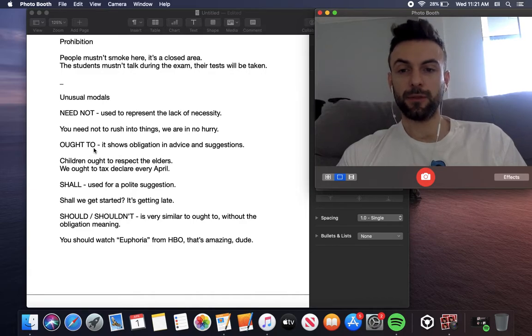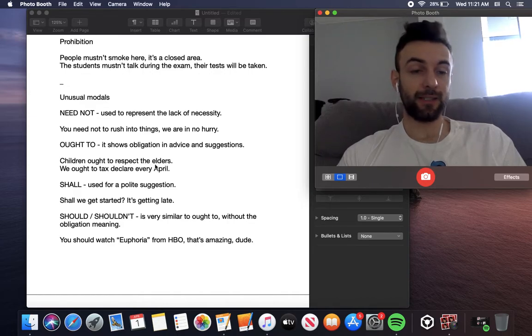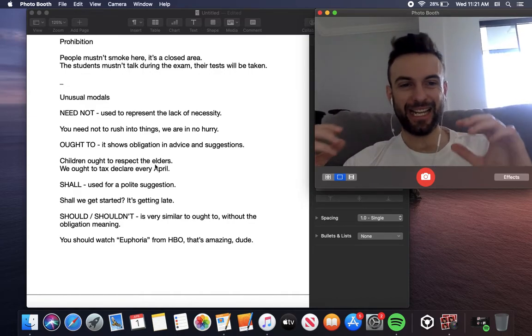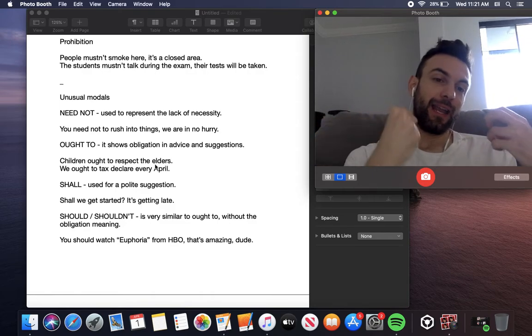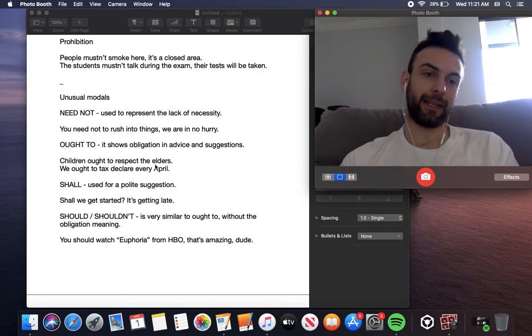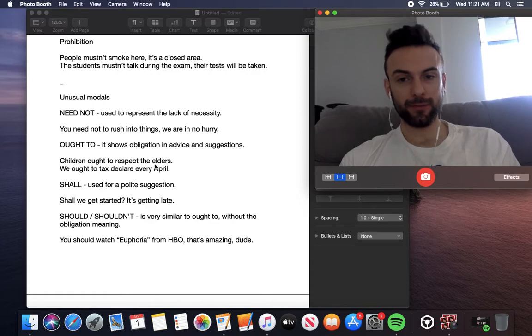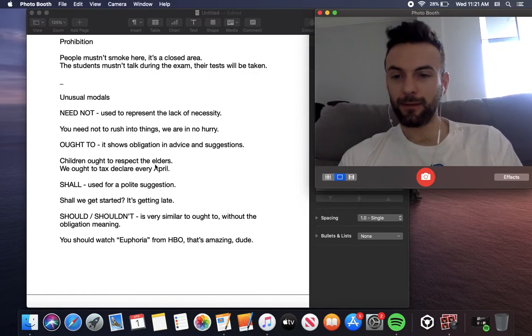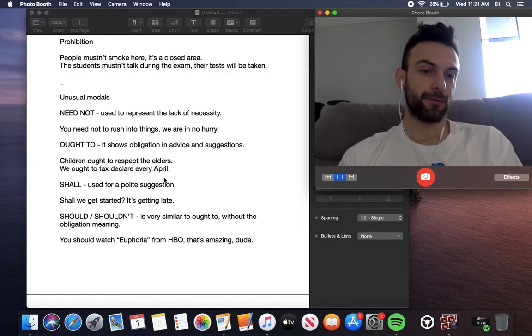Ought to shows obligation in advice and suggestions. Like children ought to respect the others. Not something that they actually have to do, but they ought to. Like they ought to respect the elders. Come on. And we ought to declare taxes every April. You know what I'm saying?